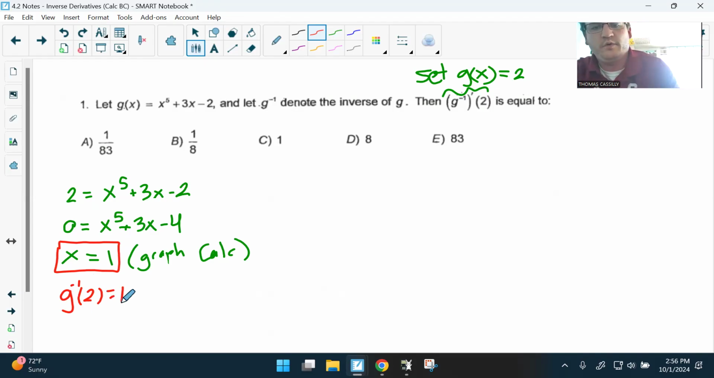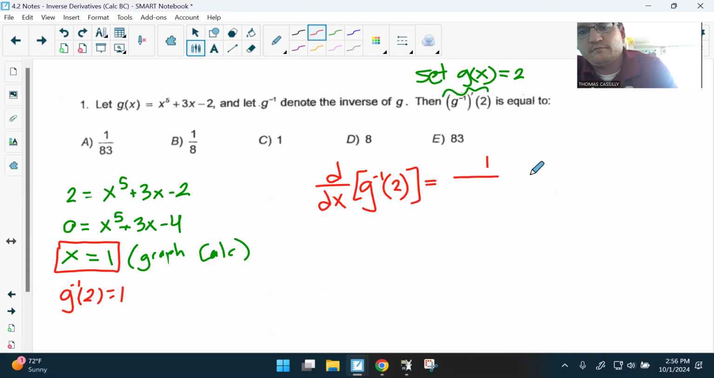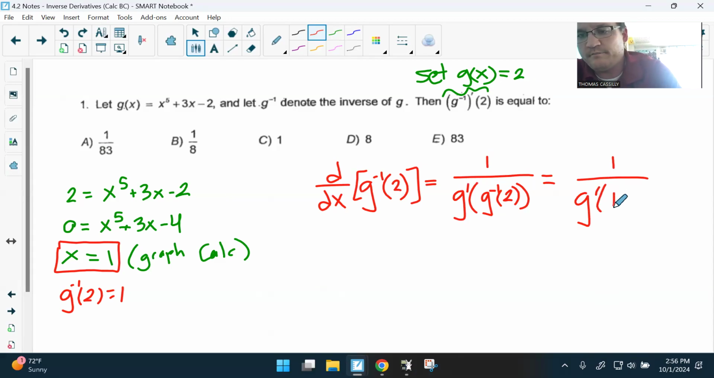We're going to use that because we know the derivative of g inverse of 2 is equal to 1 over the derivative of g, and then on the inside we have the inverse of 2. Right? Just like that. Well, let's just go ahead and plug it in. This is equal to 1 over g prime of 1.